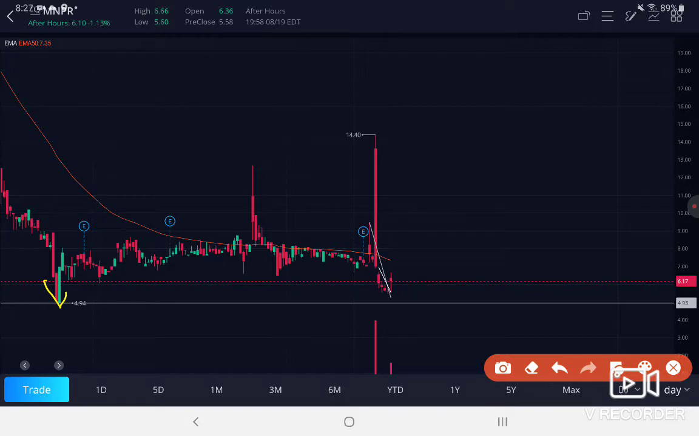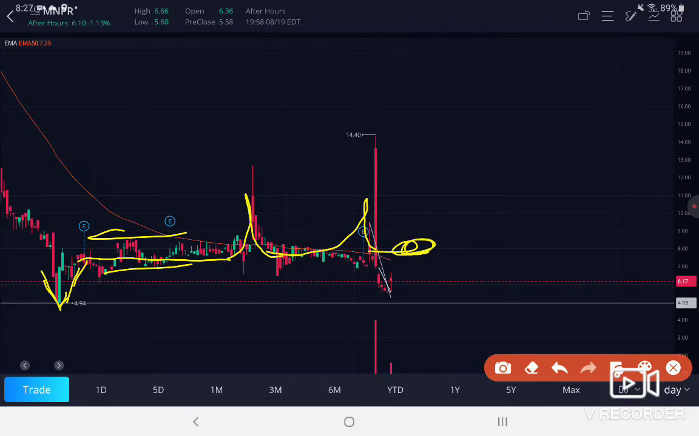This stock likes to be above $5. It likes to be at 7 and 8. Likes to be in this range. It bounced off there strongly, got back to where it wanted to be. It tried to break out here. It's tried to break out here, but it tends to want to be in this area.